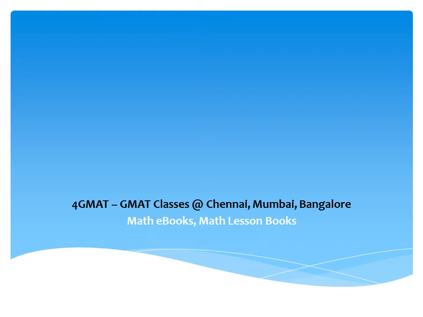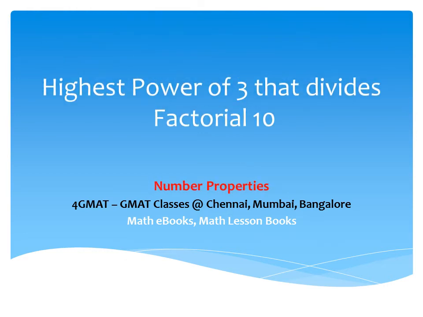Right. This is a number properties question. The question is about finding out the highest power of 3 that divides factorial 10 without leaving a remainder. A typical number properties question as it appears in the GMAT.